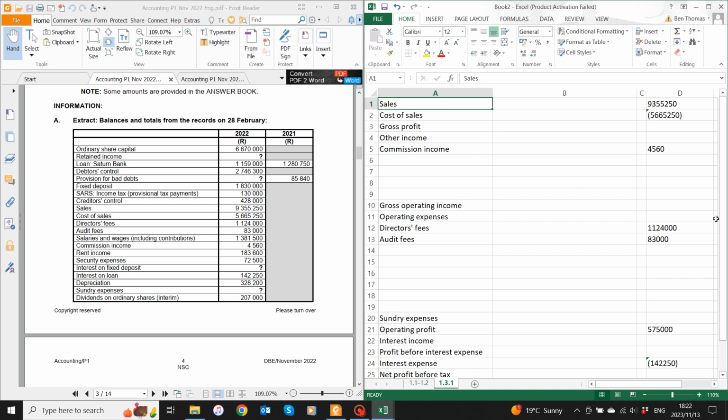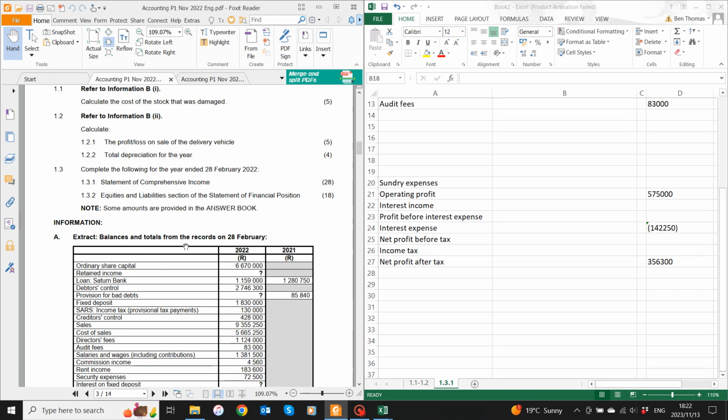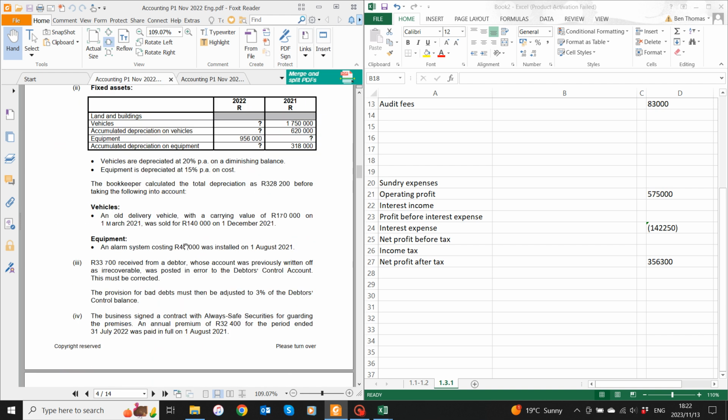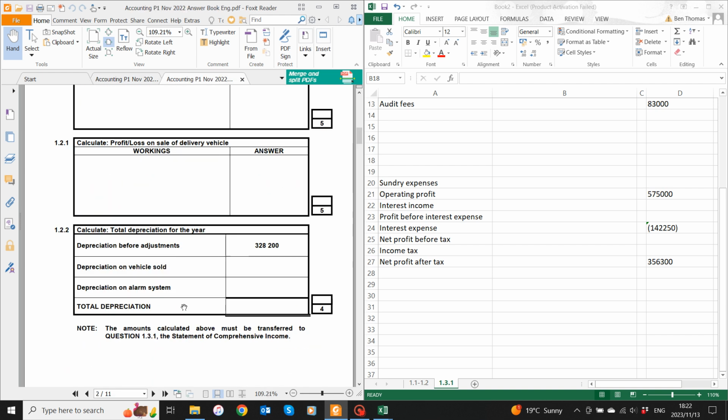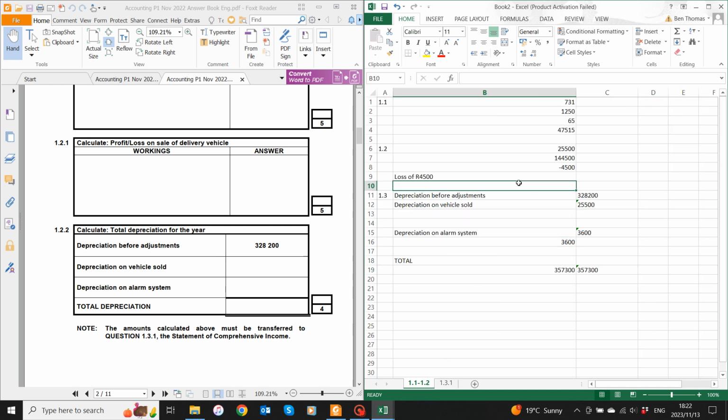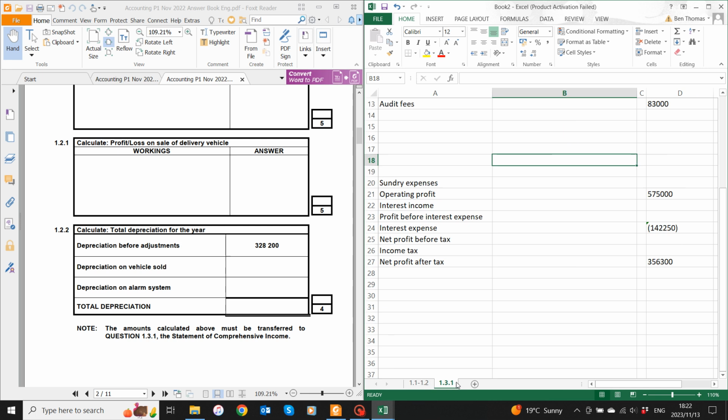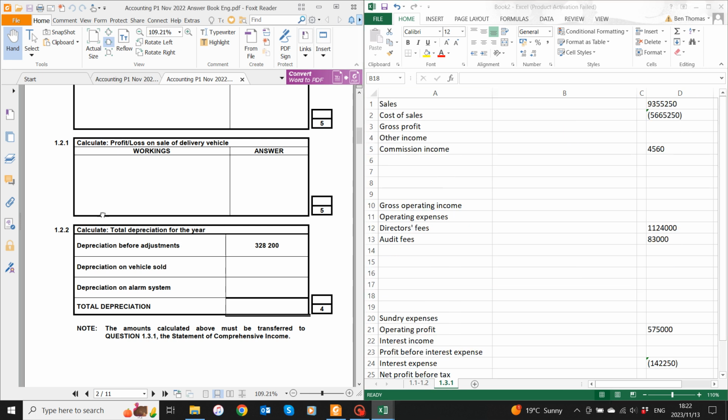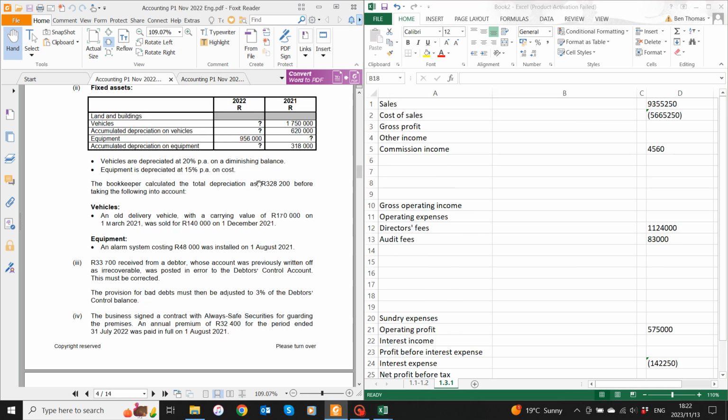Now I've set up the income statement here on Excel. I'm going to try and do all my calculations in here, and hopefully that's going to work out for us. And one thing to remember is the fact that they told us that, I think it was an answer sheet, the amounts calculated above must be transferred to question 1.3.1, the statement of comprehensive income, which means we're going to need the answers that we just completed here in order to do 1.3.1. But we're going to start with the adjustments at the top.